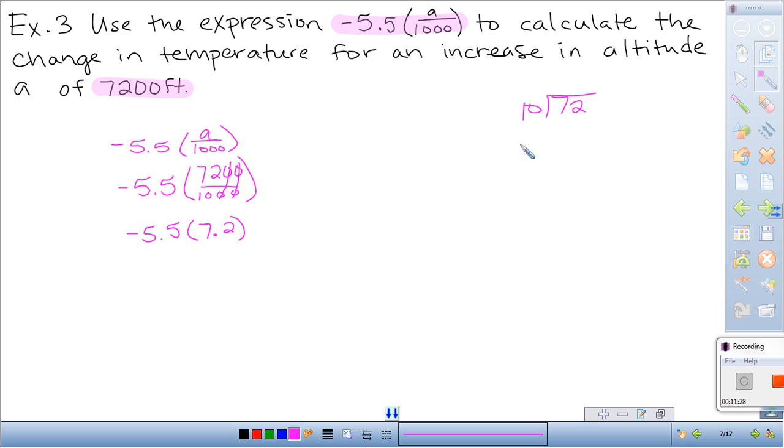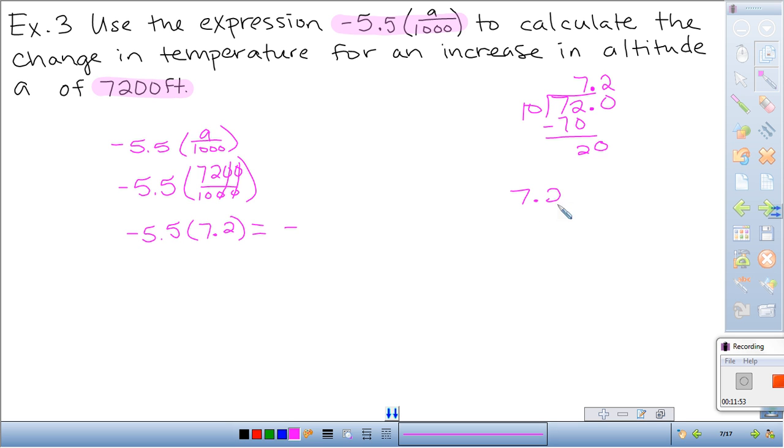You can do it in your calculator. 10 goes into 72 7 times. 10 times 7 is 70. Bring down your 2. We can't continue unless we add a decimal and a 0, so I'll add a decimal. Bring down the 0. 10 goes into 20 2 times, so we get 7 2/10. That's where the 7 2/10 came from. And now we just need to multiply. A negative number times a positive number always gives us a negative.